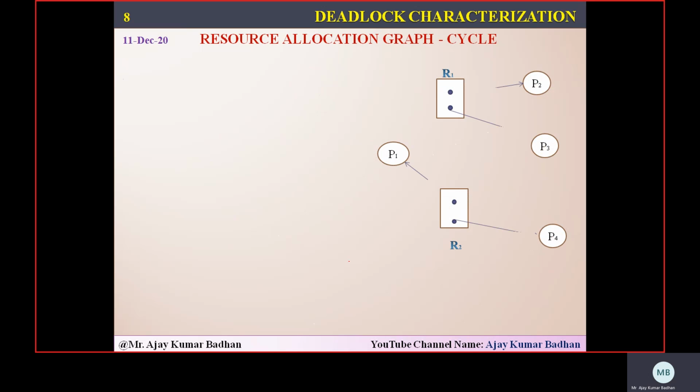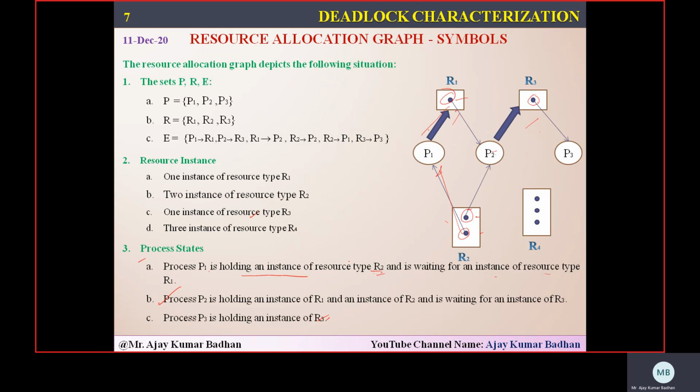Same diagram I am going to take here. In the previous diagram, I said that if there is a cycle formation here, then definitely there will be a deadlock. Now, when we are talking about server instances, if there is only a single instance of each resource, for example R1 has a single instance, R2 has a single instance, R3 and R4 also have a single instance, and a cycle forms between them, then definitely there is a deadlock.